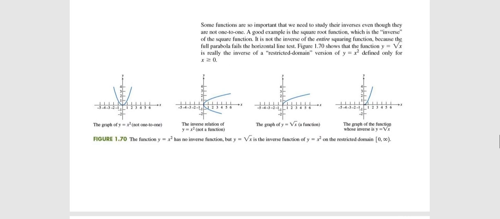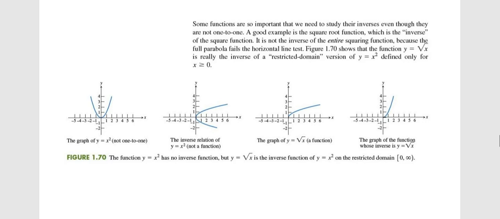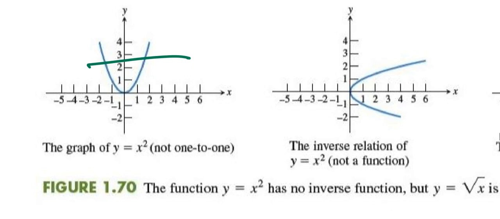I copied this from the book because I thought it was important to look at here. Some functions are so important that we need to study their inverses even though they are not one-to-one. A good example is the square root function, which is the inverse of the square function. It is not the inverse of the entire squaring function, because the full parabola fails the horizontal line test. Right here you can see that we're dealing with a graph that fails the horizontal line test. It's not one-to-one. Therefore, its inverse is not a function.